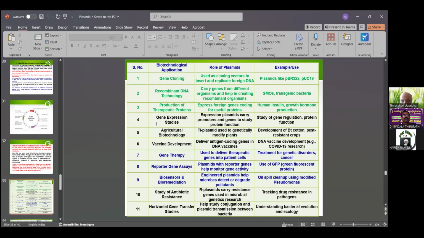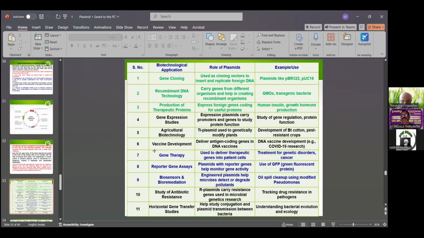Then the fourth one, gene expression studies. Plasmids carry promoters and genes to study protein function, and study of gene regulation. Then the fifth one is agriculture biotechnology. The plasmid has a very important role in agriculture biotechnology. That is the tumor-inducing plasmid, used for genetically modified plants through Agrobacterium-mediated gene transformation, for development of paddy, cotton, and pest-resistant crops.